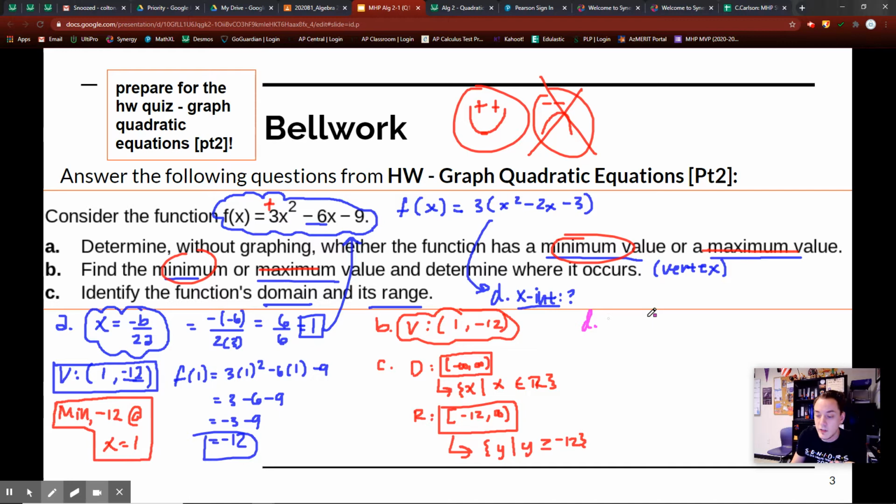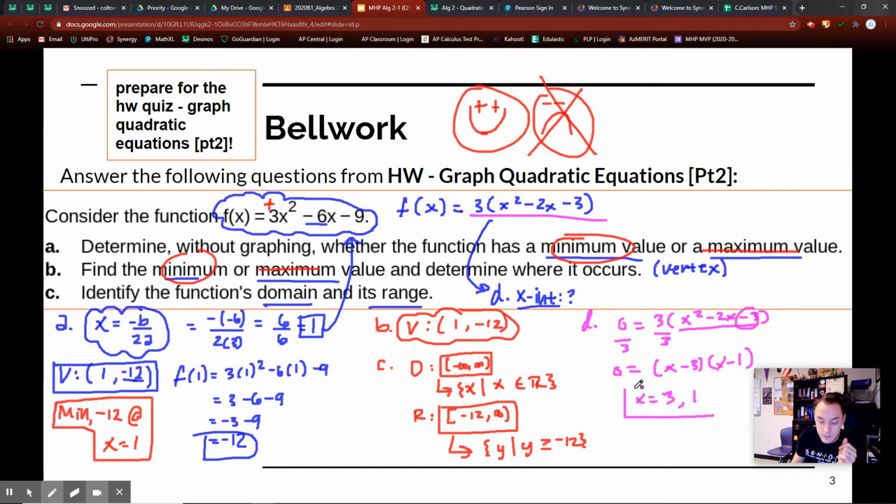And now my D values, just for fun. If I want to actually solve for the x-intercepts, I'm going to use this. So that's equals, and then this is 3. Before I factor it out, I'm going to actually divide by 3. So this is 0 equals, and then I'm going to factor this puppy out. So that's going to be factors of negative 3 that somehow, some way add up to negative 2. That's negative 3 and then x minus 1. So that means x equals 3 and then 1. Boom.